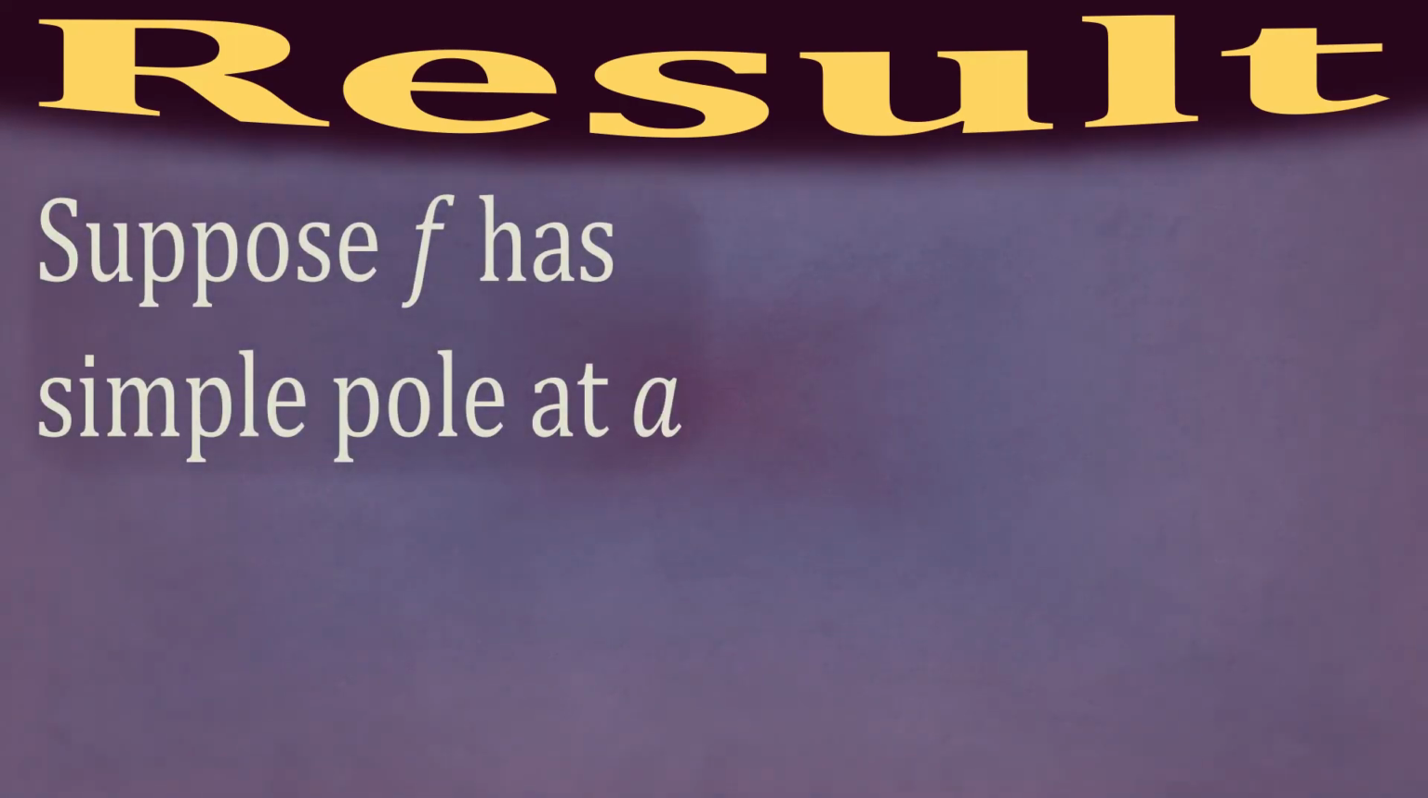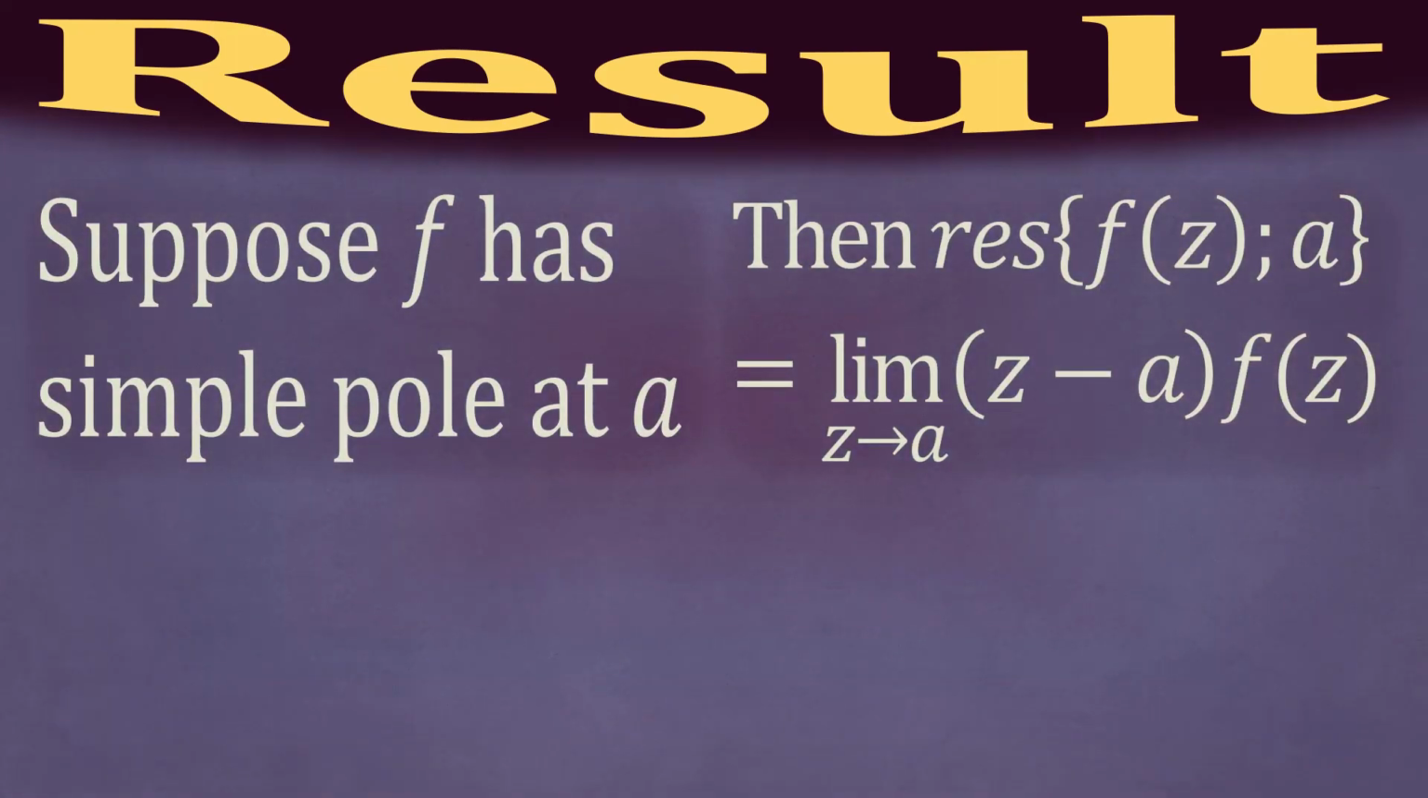Hence, we have the following result. Suppose f has a simple pole at a, then the residue of f(z) at a is equal to the limit as z approaches a of (z − a) times f(z).